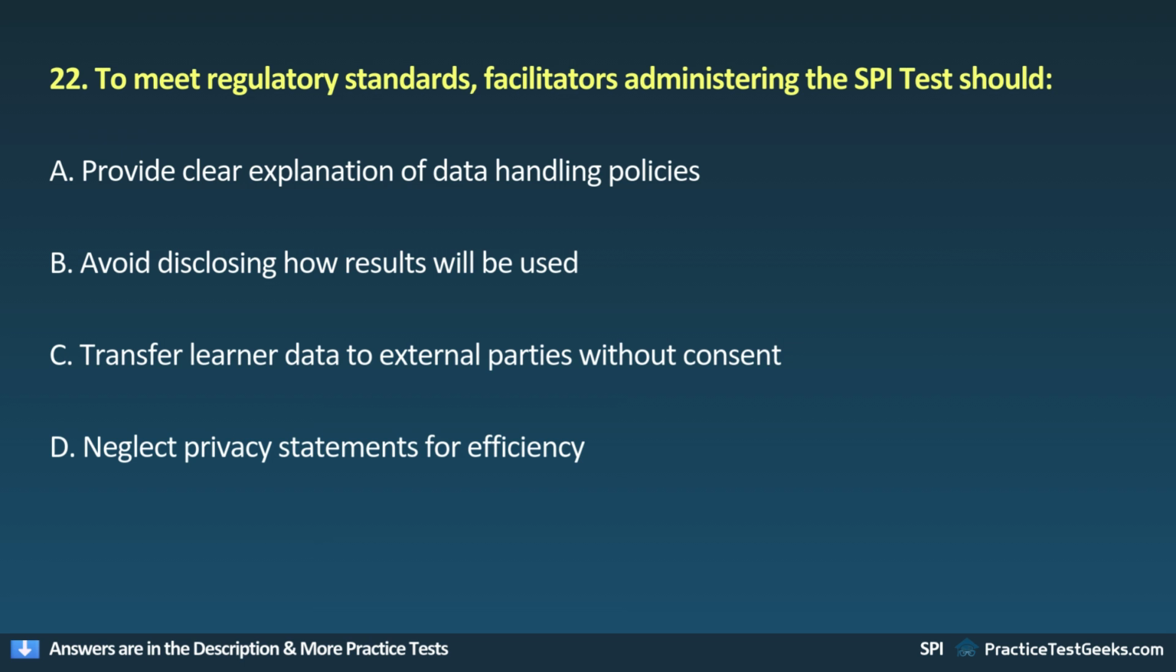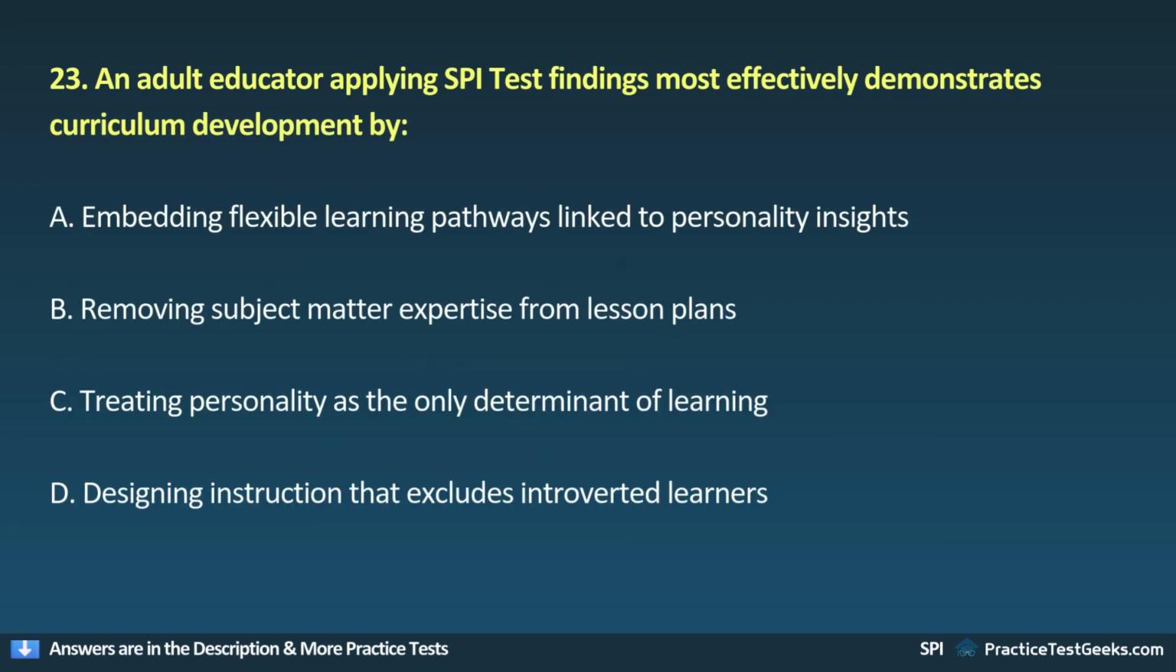B. Avoid disclosing how results will be used. C. Transfer learner data to external parties without consent. D. Neglect privacy statements for efficiency. 23. An adult educator applying SPI test findings most effectively demonstrates curriculum development by A. Embedding flexible learning pathways linked to personality insights.